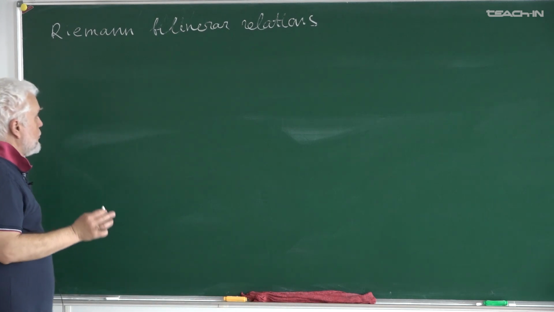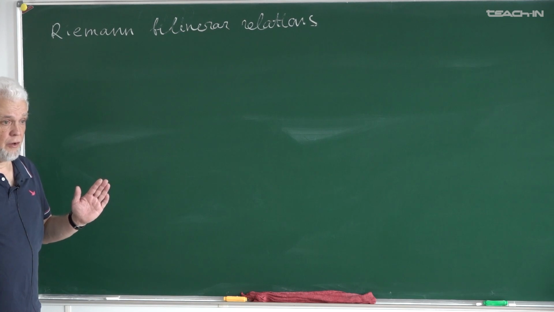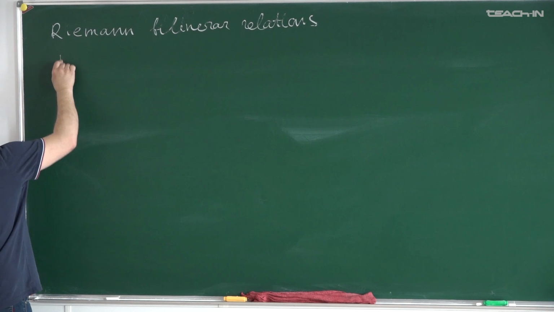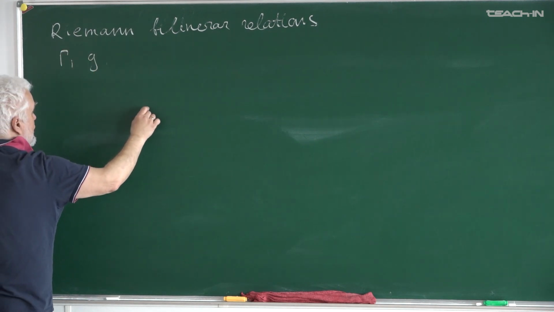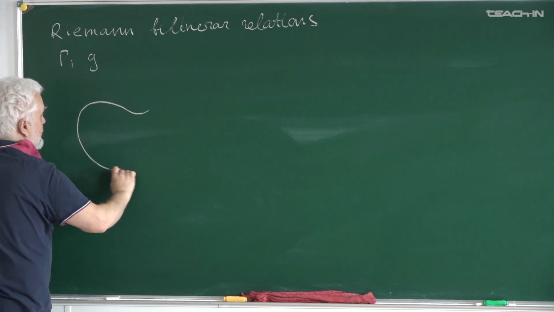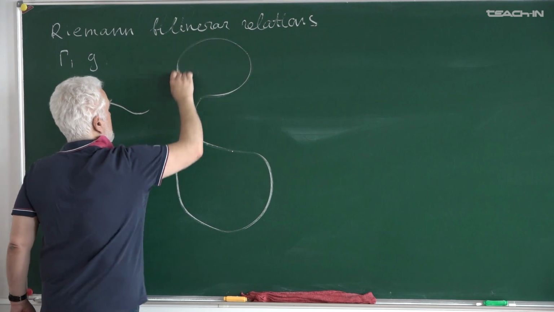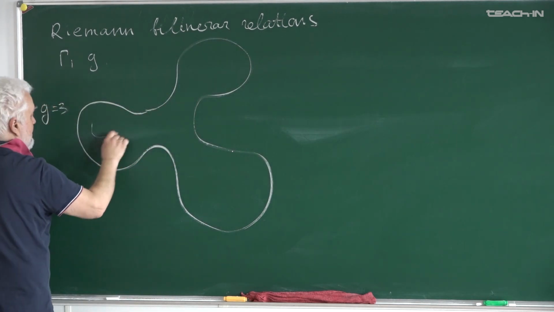First of all, assume that we have a compact Riemann surface of genus g. I think it's compact and regular. Gamma g is topologically a sphere with g handles. Here, g equals 3.